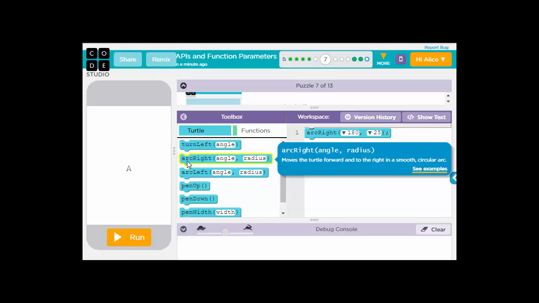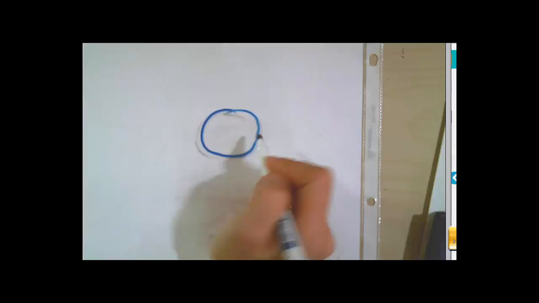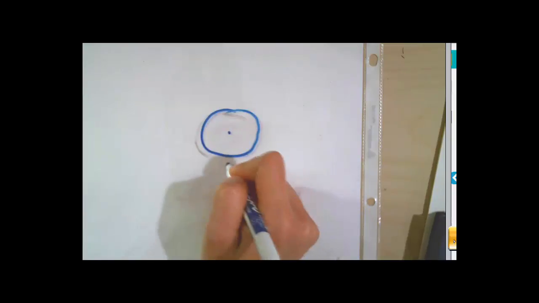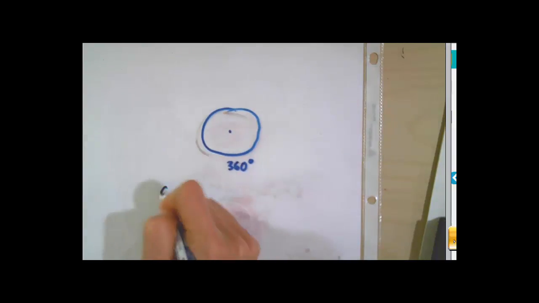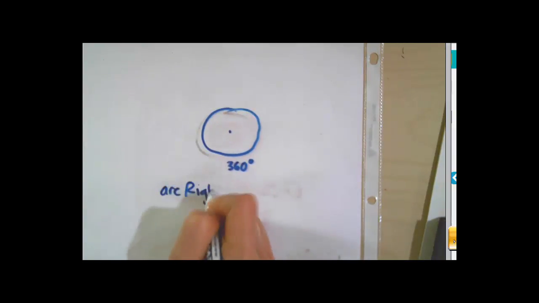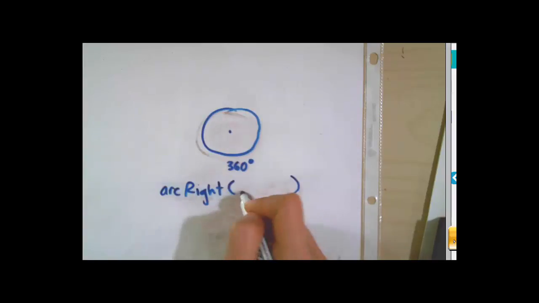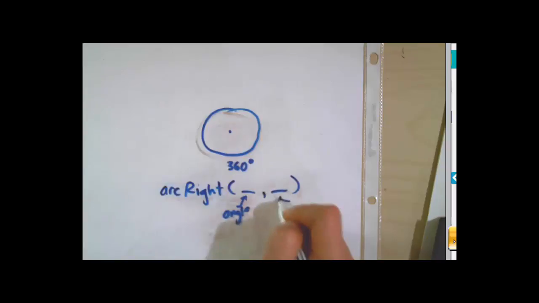So what I did with the students is I reminded them that an arc is just a part of a circle. So I drew a picture of a circle, okay? And then I asked them if they remembered how many degrees were in a circle. 360. And so let's examine this arc, right? We have here the angle, and here, the radius.